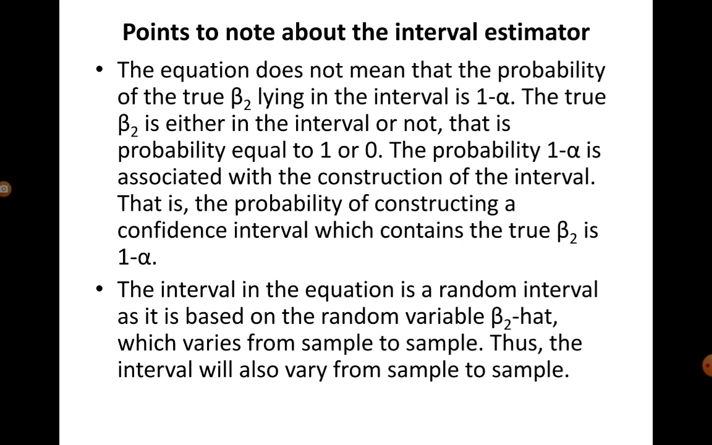Okay. Another point that you need to keep in mind is that beta 2 hat is a random variable. I say that it is a random variable because it varies from sample to sample. If your sample changes, your beta 2 hat value will also change. So it's a random variable. And since my interval is beta 2 hat minus delta to beta 2 hat plus delta, even this interval defined in this manner is a random interval. This interval will also vary from sample to sample.